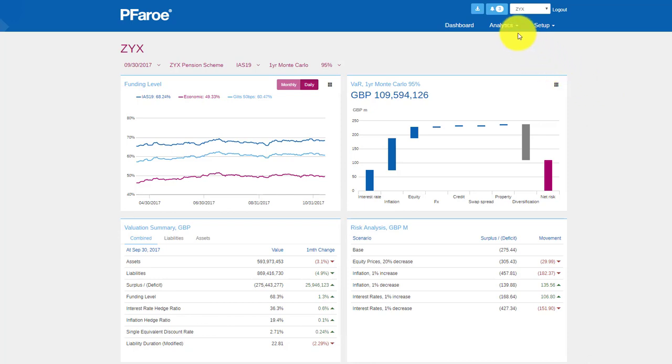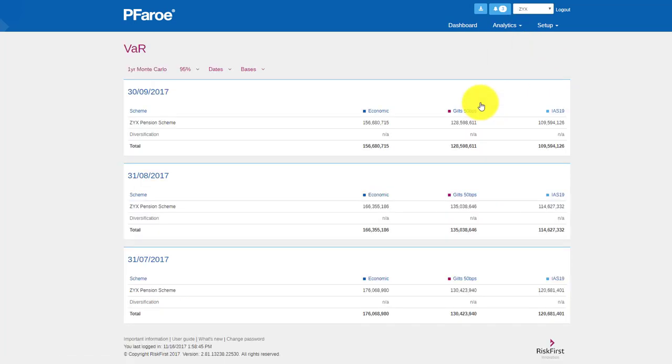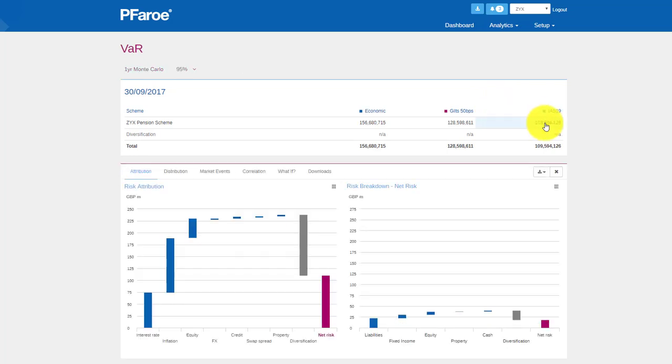The risk analytics is available under Analytics and then Risk. PFaroe provides insight into the reasons why the VAR arises in the form of the risk attribution charts. When the client drills into the VAR calculation, two waterfall charts are presented under the Attribution tab. The left, labeled Risk Attribution, shows the individual VARs for each risk factor. These are interest rate, inflation, equity, FX, credit, gilt swap spread, and property.